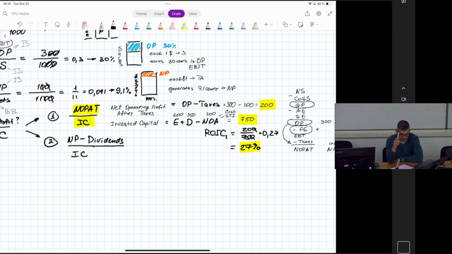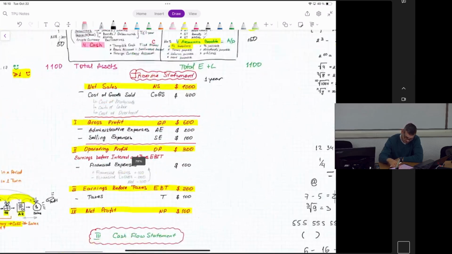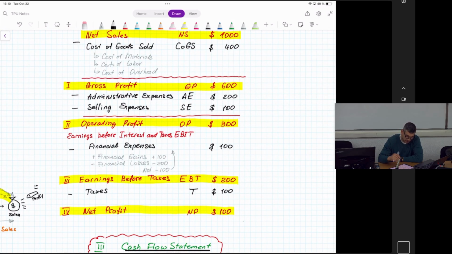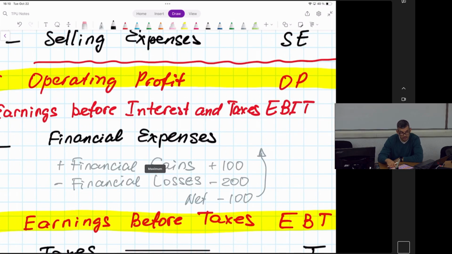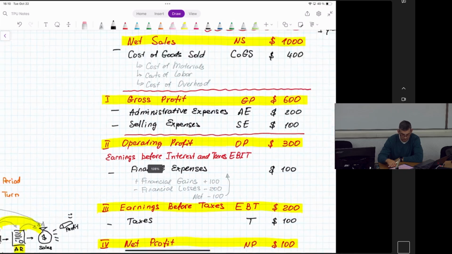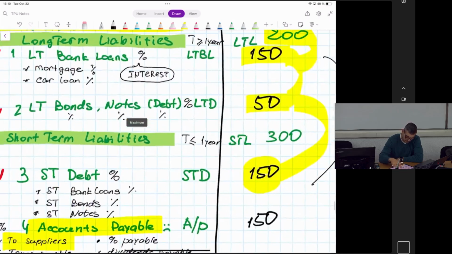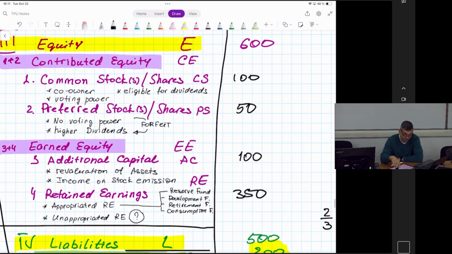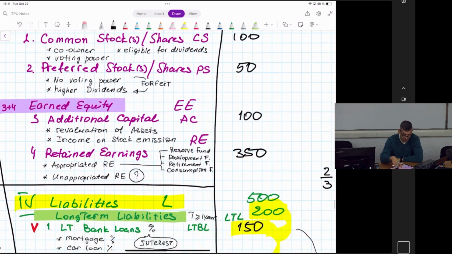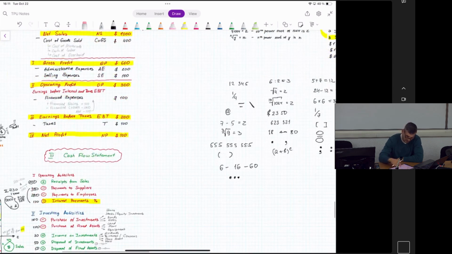Look, net profit is calculated this way. It's minus taxes. We take the financial expenses. Financial expenses include interest payments. Over here, financial losses. It's our interest payments. So whatever we pay here, all these percentages, bank loans, car loans, long-term bonds, notes, these percentages are included, but dividends, they are here, and they're not included. So the dividends are subtracted after net profit.